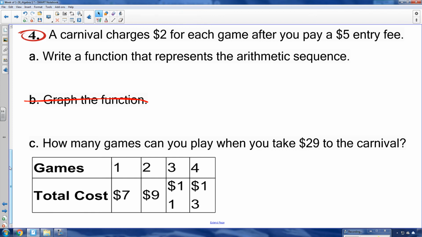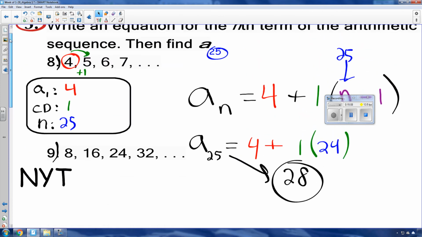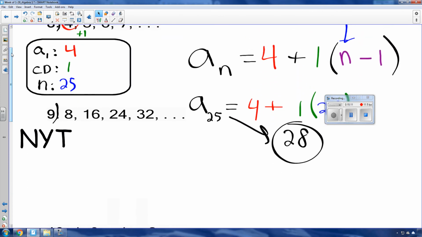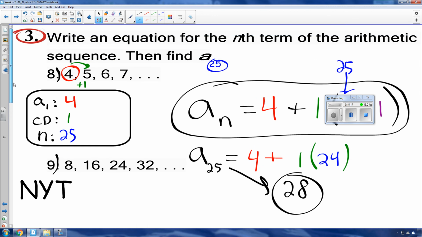Also, just so you know, I want to make sure that on 9 and 10, you're still trying to write the formula. Do not forget to write the formula, which is this deal, okay? Try to write the formula, please, with the n minus 1, and then try to find A25. So each time you're trying to find A25 on numbers 9 and 10, okay? And do what you can on 4. I want you to get through it.